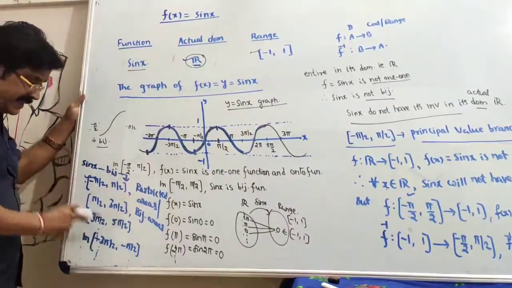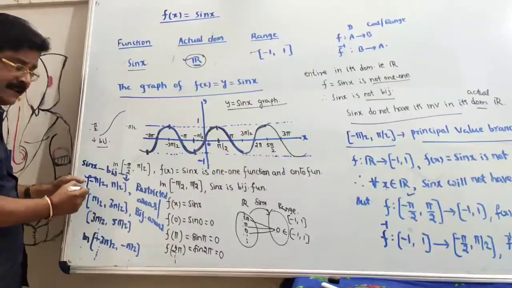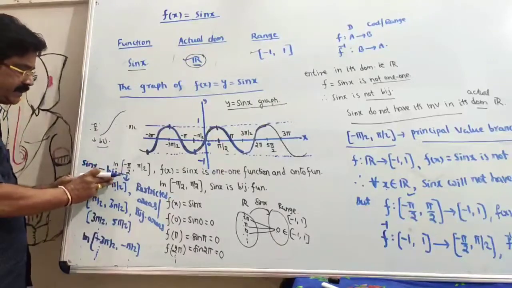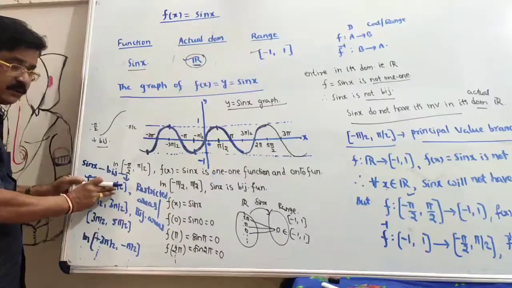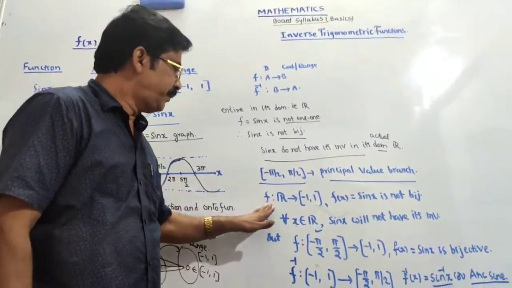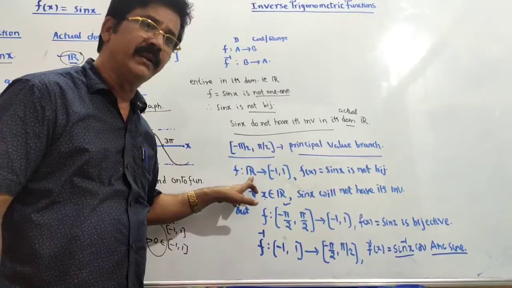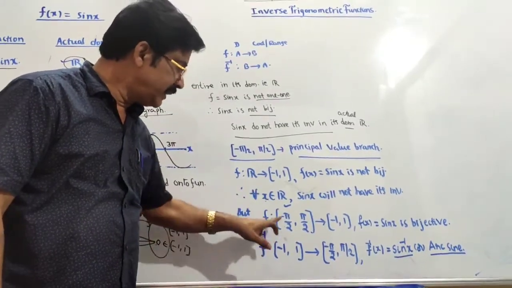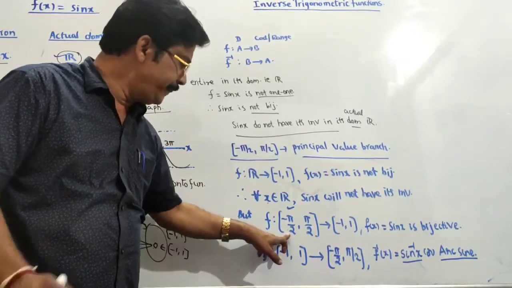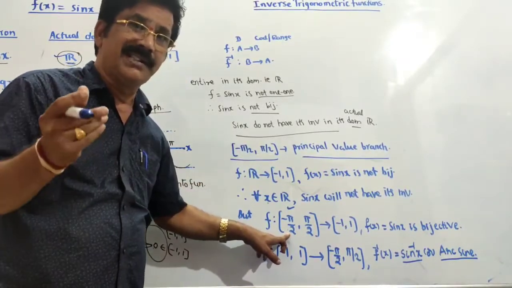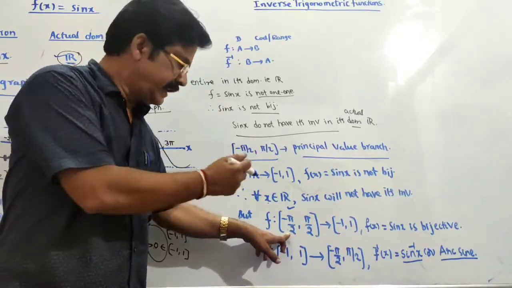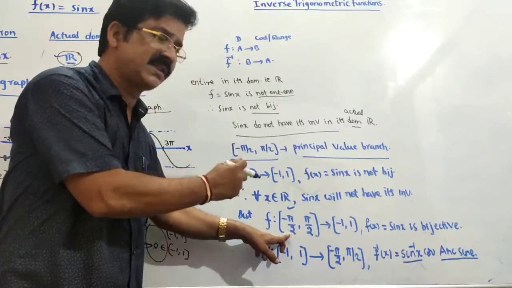Out of these, which one is the principal branch area? Principal means main branch: the closed interval of minus pi by 2 to plus pi by 2. That's what I wrote here completely. So once again, f from capital R, it is the actual domain. No confusion. This is the restricted domain, or bijective domain, or invertible domain. Invertible means in that area it has an inverse.